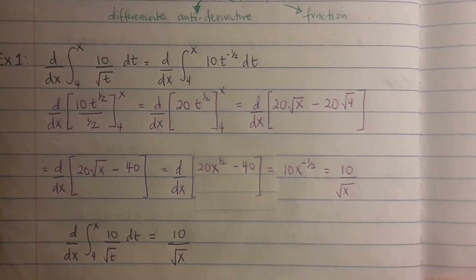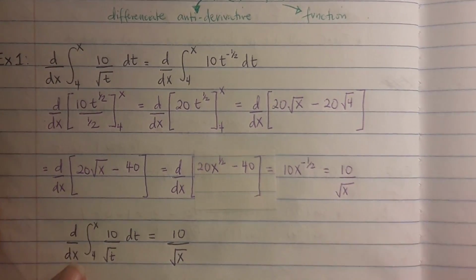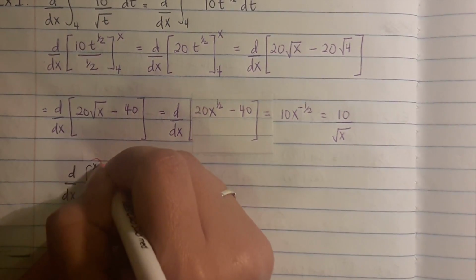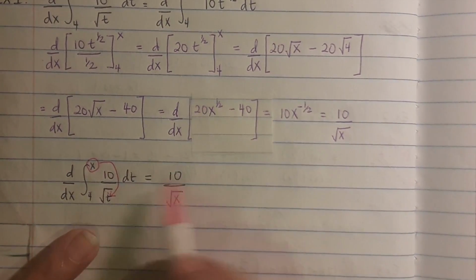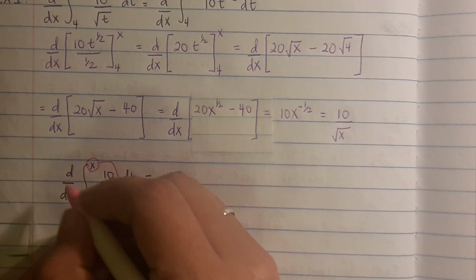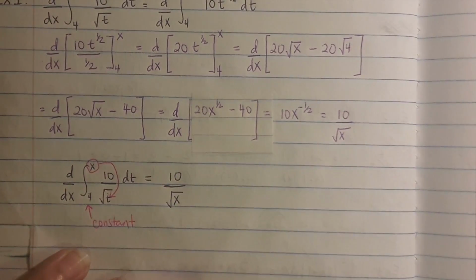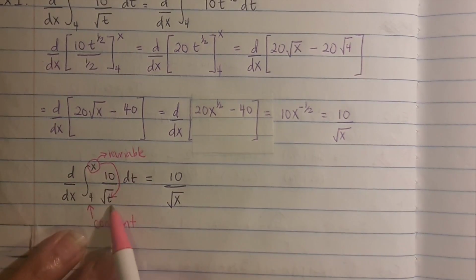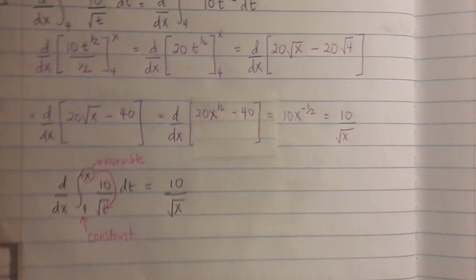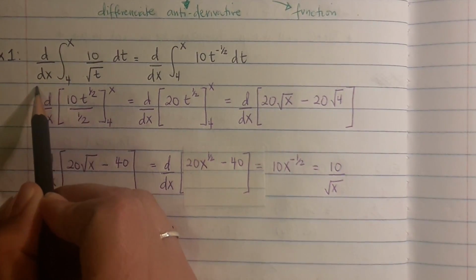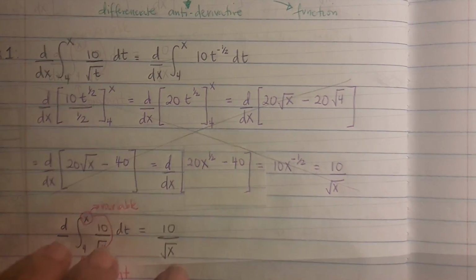I'm just rewriting that down. The second fundamental theorem of calculus has a shorter way of doing this. Again, f has to be continuous on the open interval, but it basically says that you take that top variable and plug it into your function where the variable is, and you just ignore everything else. So if you plug in x where you see the t, you'll get the answer we just got, which is 10 over radical x. The integral has to be going from a constant to a variable, and all you do is plug that top variable into the variable in your function, and that's your answer. That's what the second fundamental theorem of calculus is. It saves you all of this work. I didn't need to do all of that work because it's just that simple.